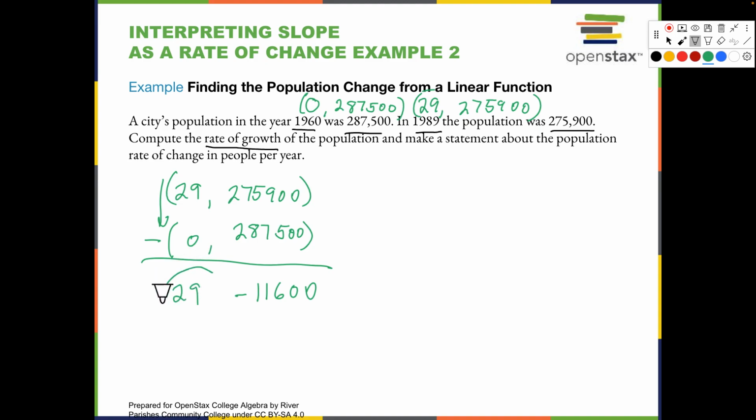And then again, to find the slope, we take the x value, tuck it underneath the y value. So we can take negative 11,600 divided by 29, and we could leave it that way, right? It's a slope, but sometimes negative 400. Negative 400. So that means our population on average was losing 400 people a year. Does that make sense? So that gives some meaning to what slope is. Slope is a rate of change.